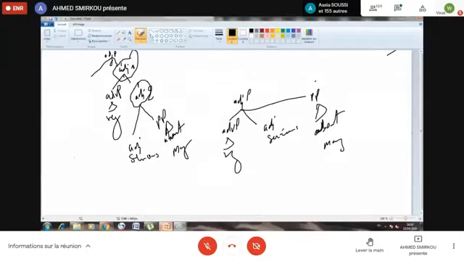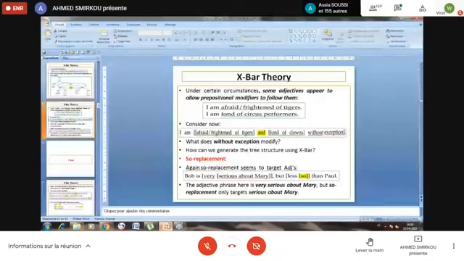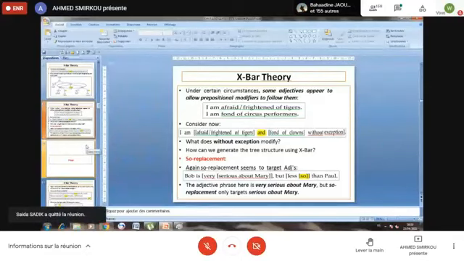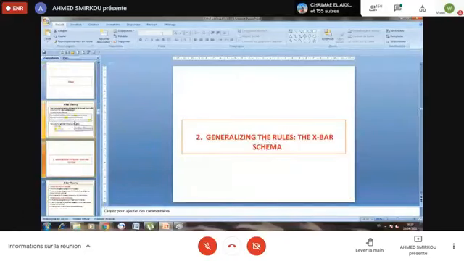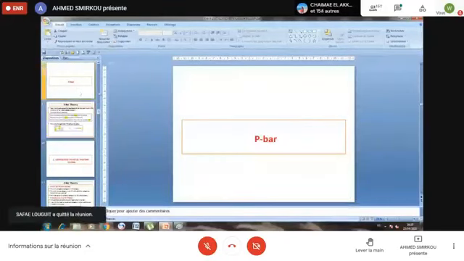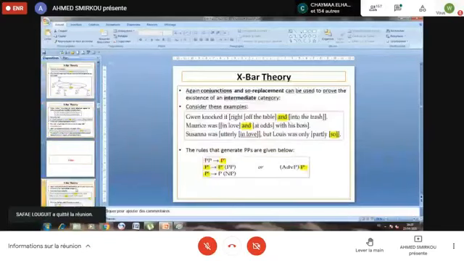So the conclusion is that the "so" replacement also shows that there exists an intermediate category in the adjective phrases. Any question? So the last slide, then we stop. The last slide is this one.